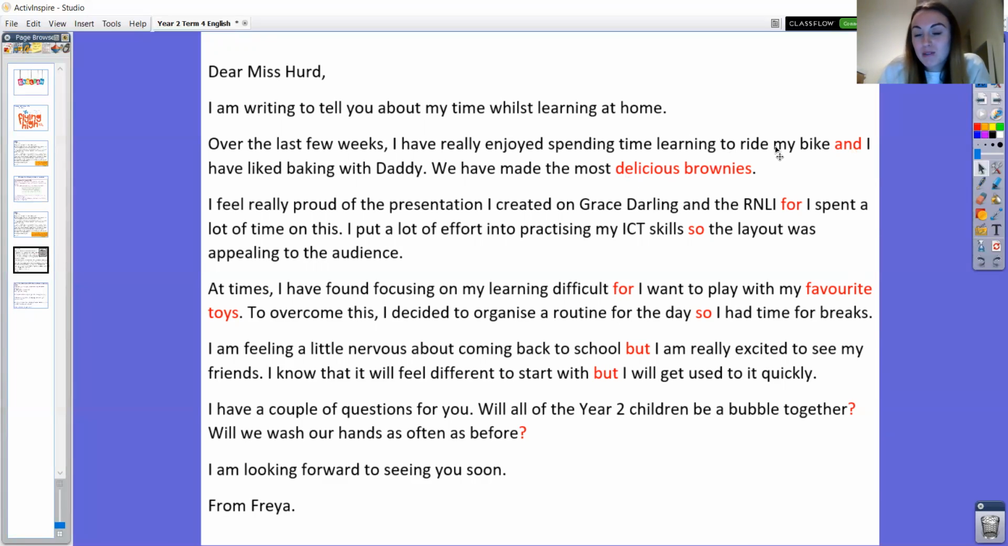Here are a couple of examples of expanded noun phrases where we have the adjective before the noun. So if we look at this noun phrase, delicious brownies, delicious is the adjective, brownies is the noun. I think when it comes to writing my letter in the week, I'll be thinking, could I challenge myself to include more than one adjective before the noun? Another noun phrase is favourite toys. So by using these noun phrases, it's adding detail for the reader to picture what you are describing.